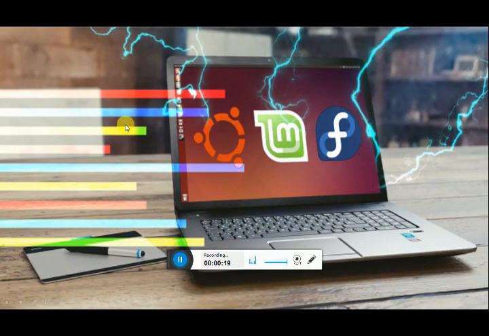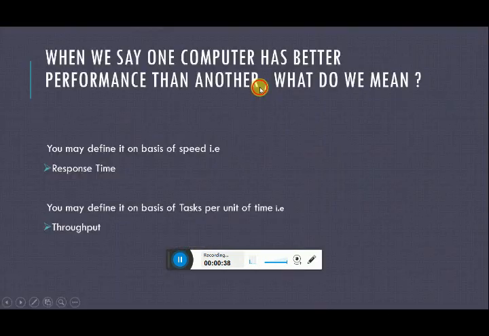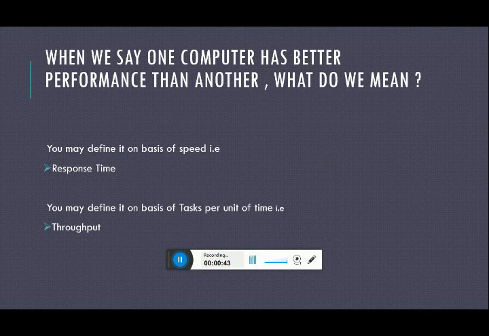When trying to choose between different PCs, different computers, performance is an important attribute. Understanding how best to measure performance and the limitations of performance measurement is important in selecting a computer. When we say one PC has better performance than another, what do we mean? CPU performance can be judged on the basis of 2 points. The first one is execution time, that is the response time, and the second one is the throughput.